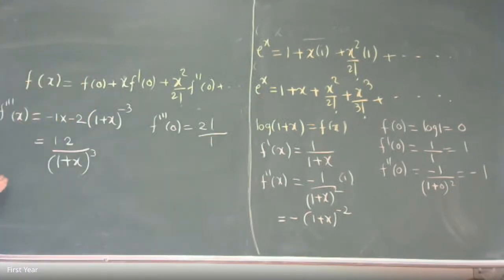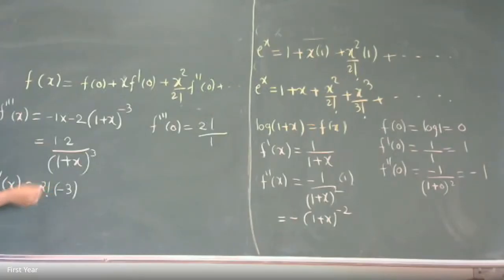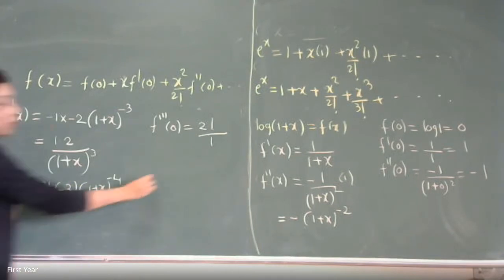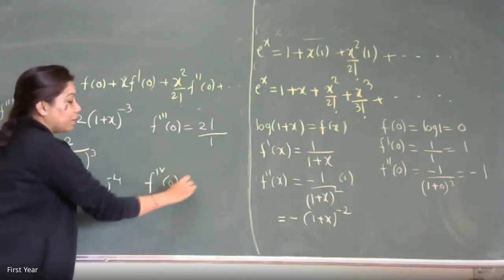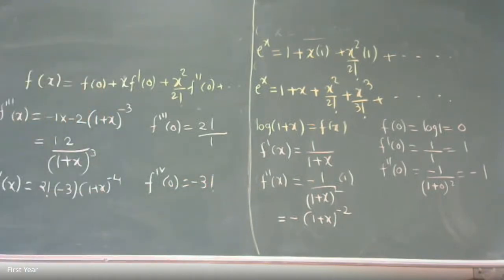What will be the fourth derivative? This 2 factorial will be as it is. Minus 6 upon 1 plus x cube, minus 3 factorial. Correct. So please don't write minus 6 because it is in terms of factorial, so the terms will get cancelled and your answer will come quickly. So 2 factorial is minus 3 into 1 plus x raised to minus 4. So therefore, the derivative at 0 will be minus 3 factorial. 1 plus 0 is 1, raised to minus 4 is 1.